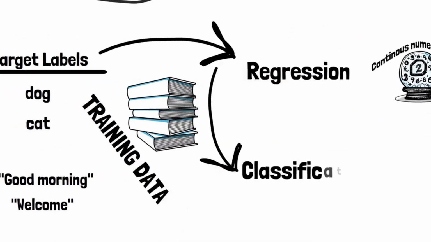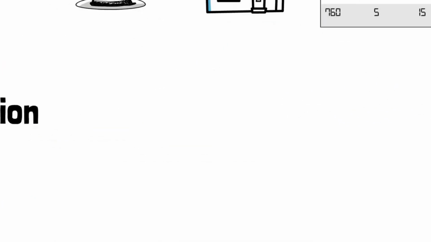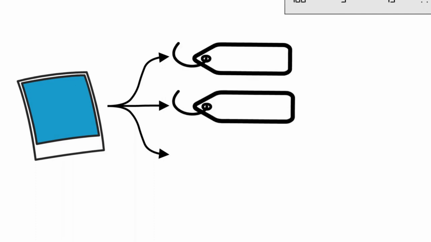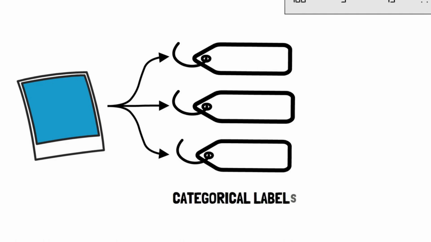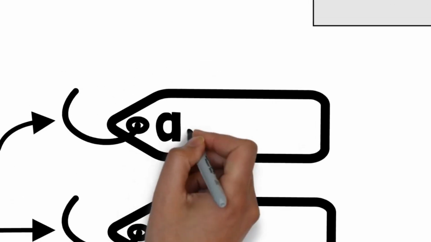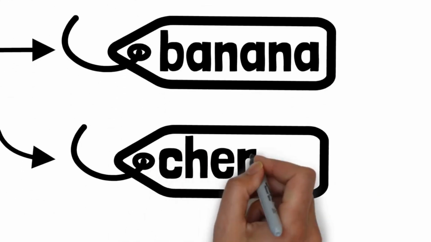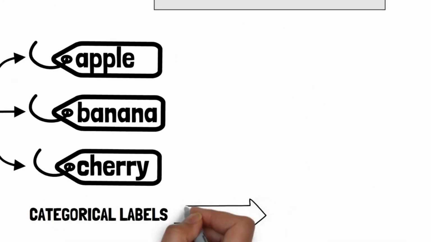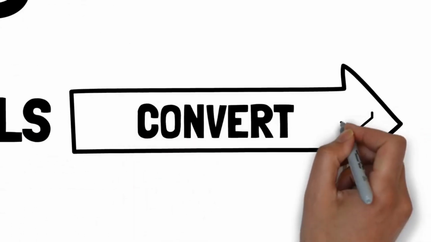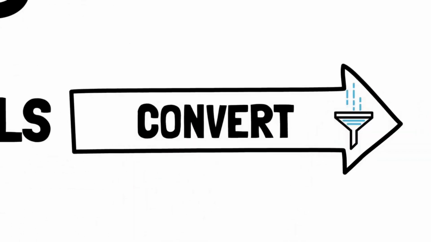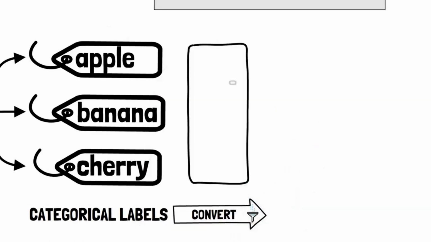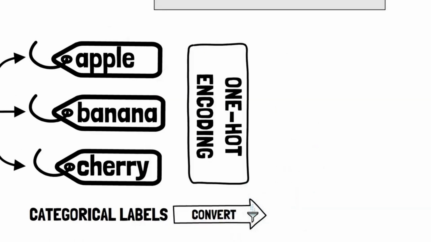Classification tasks, on the other hand, require a different approach. Here we are aiming to categorize data into distinct classes. However, neural networks fundamentally operate on numbers, not textual or categorical labels. So simply having labels like apple, banana, cherry wouldn't suffice. Instead, the textual labels need to be converted into a format that the network can work with. This is where one-hot encoding comes into play.